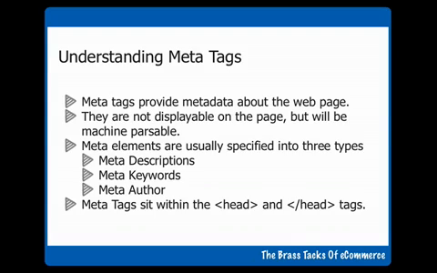There are specifically three types or three groups of meta elements. The first is called meta descriptions, which we'll come on to explain shortly. The second one is called meta keywords, and the third one is called meta author. And they usually sit within the head tags of your HTML code. HTML is something that I'm going to explain in an upcoming video, but if you don't know what it is, bear with me for a few moments and I'll explain shortly.